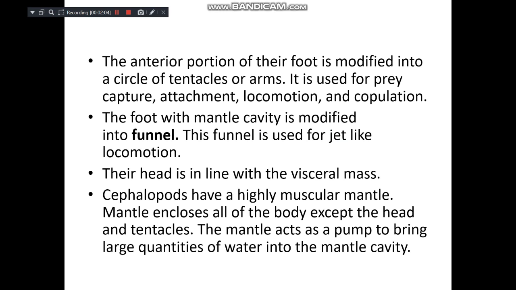In the cephalopods, the anterior portion of the foot is modified into a circle of tentacles or arms. Here, not the entire foot, but the anterior part of the foot has been modified into a circle of tentacles. They are also called arms. And these tentacles or arms are mainly used to catch the prey or sometimes for attachment, even for locomotion and even for copulation, that's for reproduction.